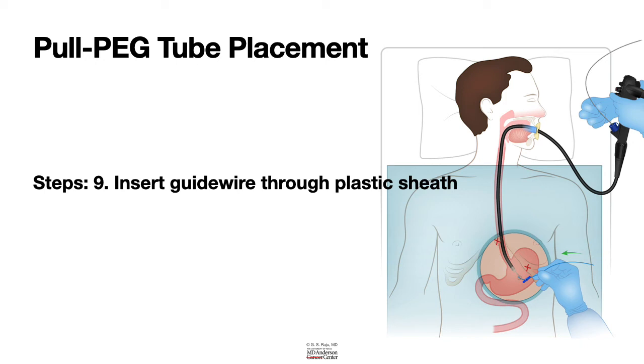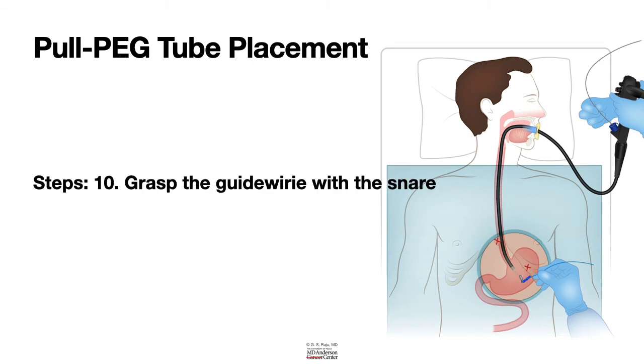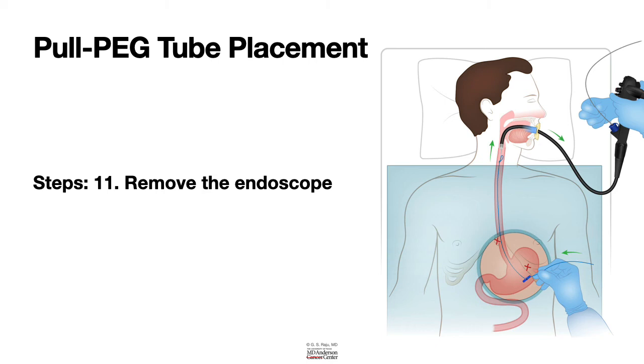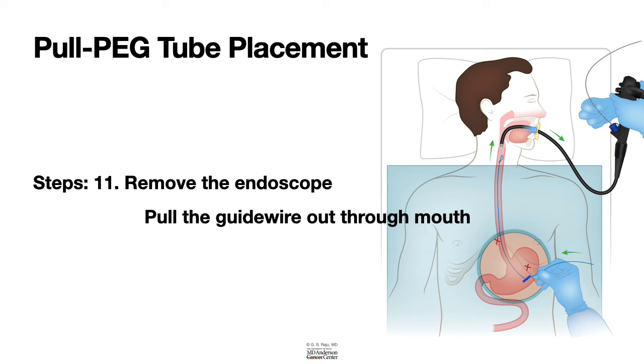And as soon as the snare slips onto the guide wire, grasp the guide wire with the snare firmly, and once that is secure, the endoscopist removes the endoscope and pulls the guide wire out through the mouth. During this process, you feed the guide wire so that it comes out easily. And once the guide wire is out of the mouth, you open the snare and hold on to the guide wire.